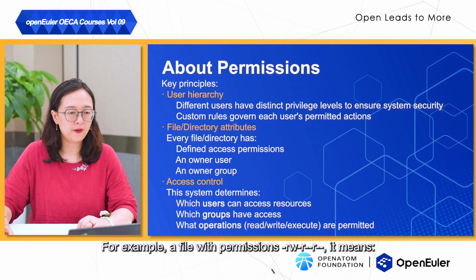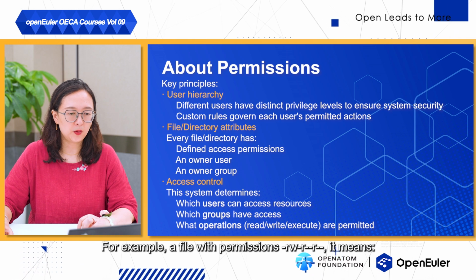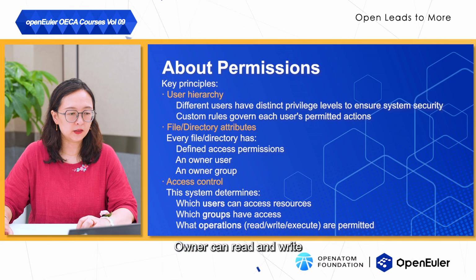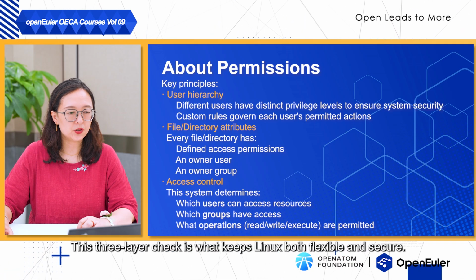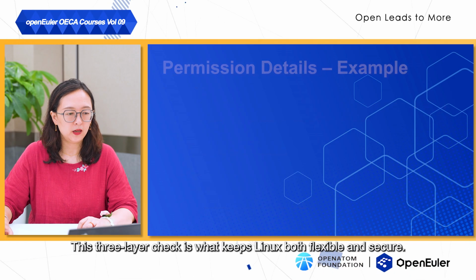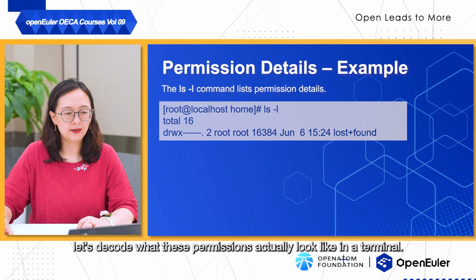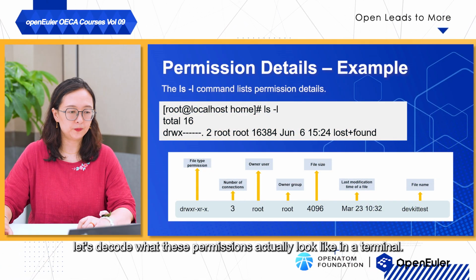For example, a file with permissions -rw-r--r-- means the owner can read and write, group members can read, and others can only read. This 3-layer check is what keeps Linux both flexible and secure. Well, enough theory. Let's decode what these permissions actually look like in a terminal.